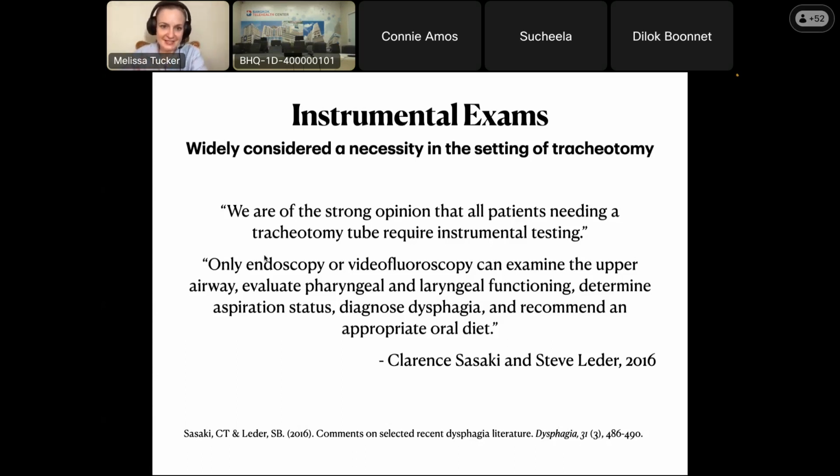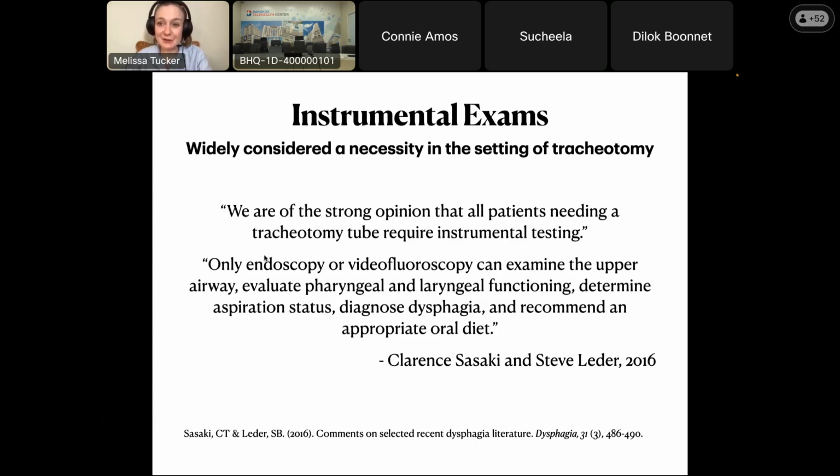And they wrote in this opinion piece, "We are of the strong opinion that all patients needing a tracheotomy tube require instrumental testing. Only endoscopy or video fluoroscopy can examine the upper airway, evaluate pharyngeal and laryngeal functioning, determine aspiration status, diagnose dysphagia, and recommend an appropriate oral diet." And I just wanted to include those quotations to tell you that it's not me saying you have to do FEES on every one of these patients, but that's an opinion out there by people who were top researchers and leaders on this topic.